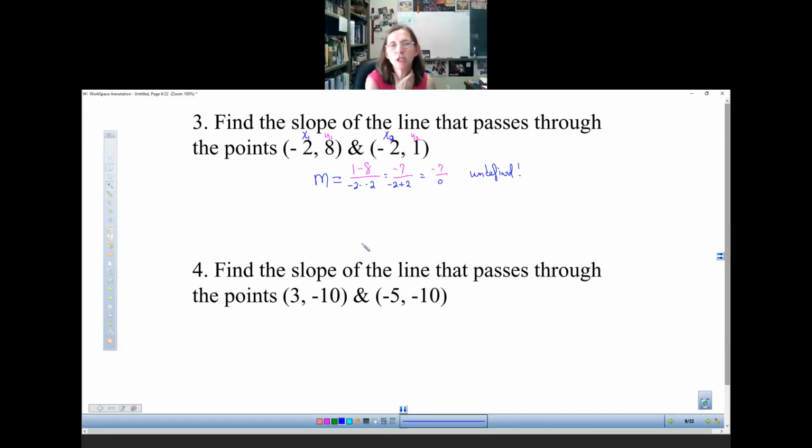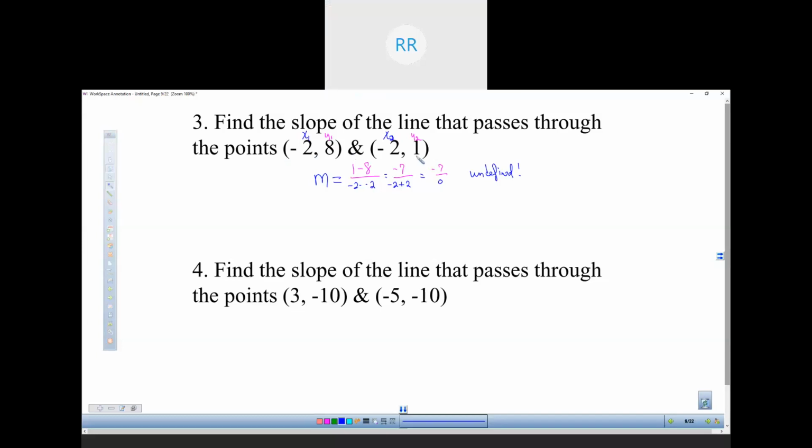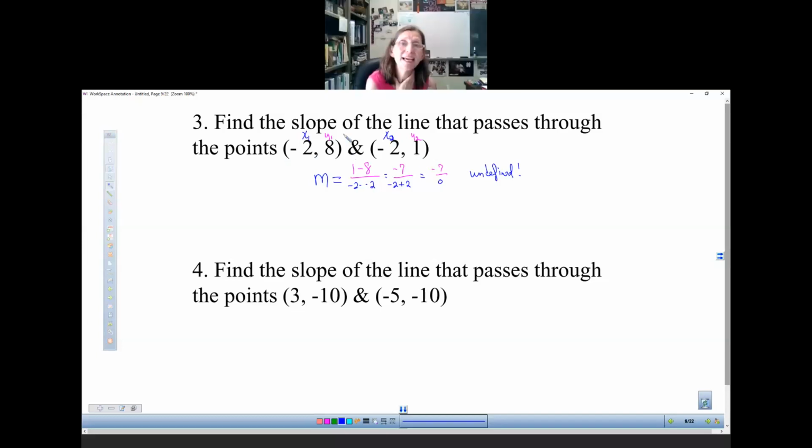Well, Reese, I'm going to continue to pick on you for this one. What do these two ordered pairs have in common? Negative 2. They both have a negative 2. That is the x value, okay? They both have an x equal to negative 2.